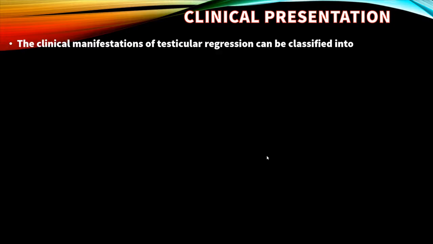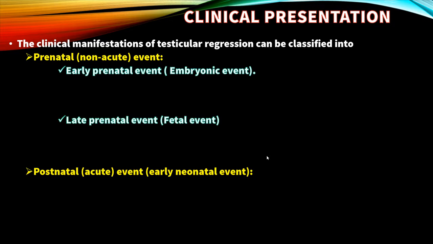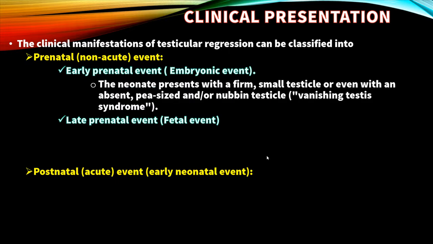Clinical presentation. The clinical manifestations of testicular regression can be classified into prenatal non-acute event and postnatal acute event. The postnatal acute event is also called an early neonatal event. The prenatal non-acute event is subclassified into early prenatal event, which is an embryonic event, and late prenatal event, which is a fetal event.